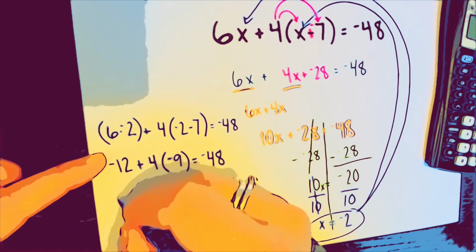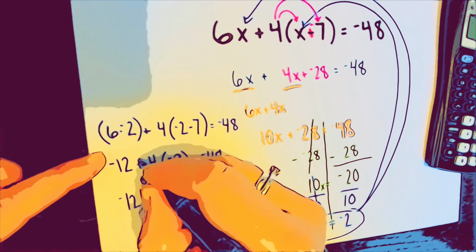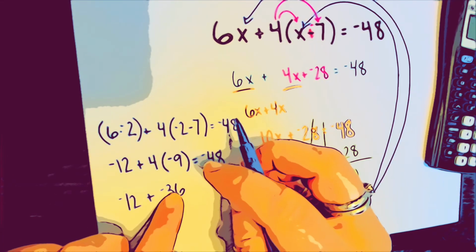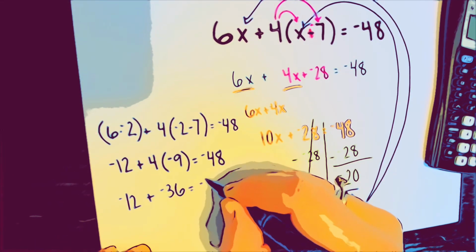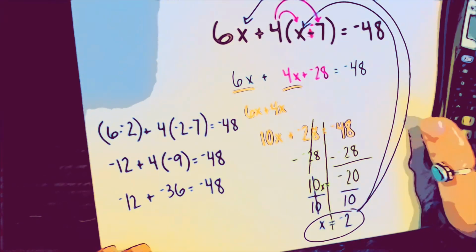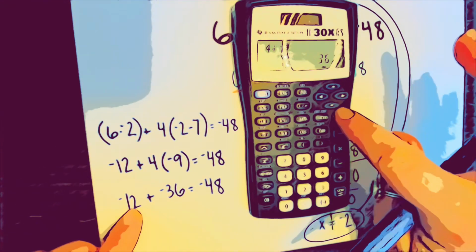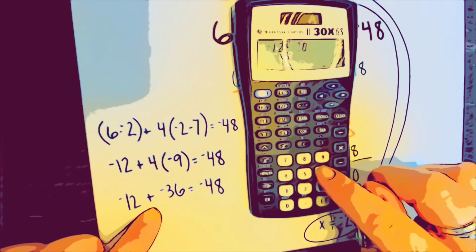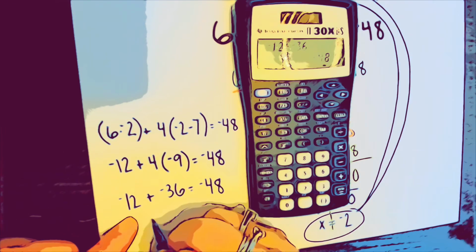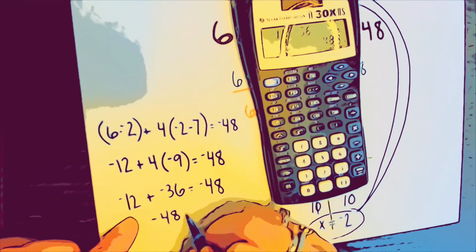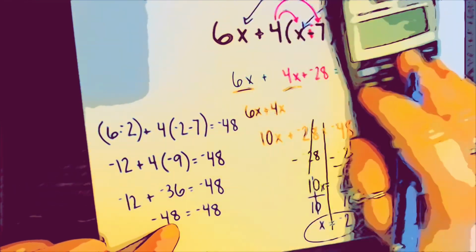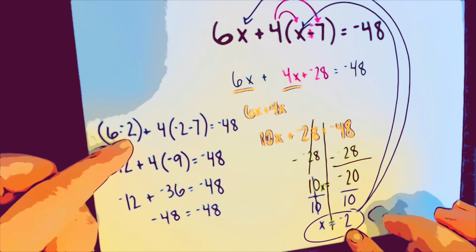I am then going to bring everything else down. I'm going to bring down my negative 12. I'm going to bring down my plus sign. We're not bringing this down because that's what this is. Equals negative 48. And we are going to get that calculator out. Negative 12 plus negative 36 equals negative 48. Negative 48 is equal to negative 48. That makes this statement true. That means that x is in fact worth negative 2.